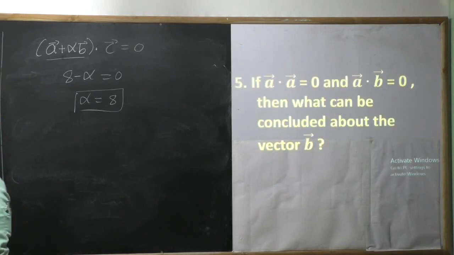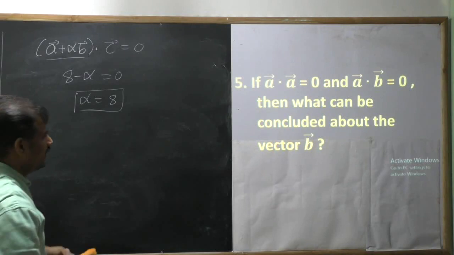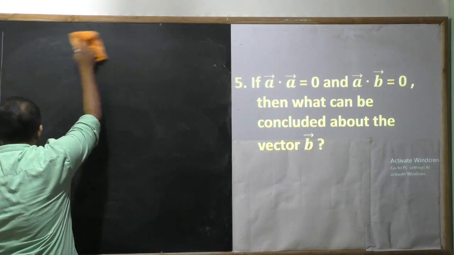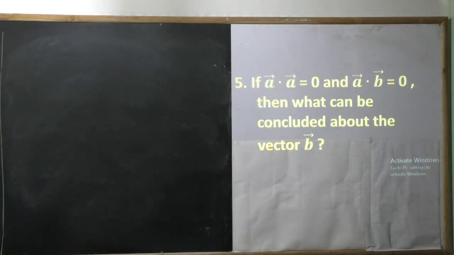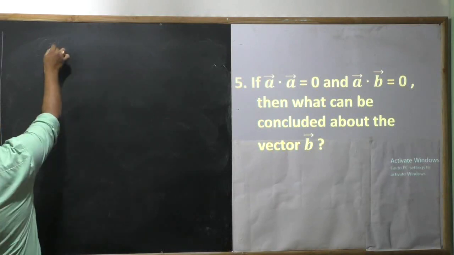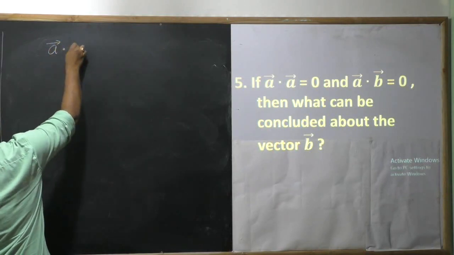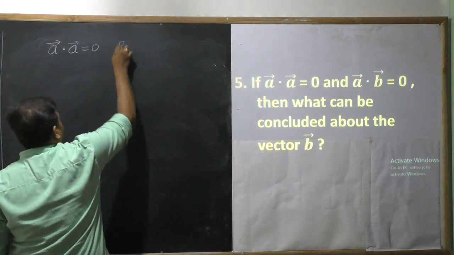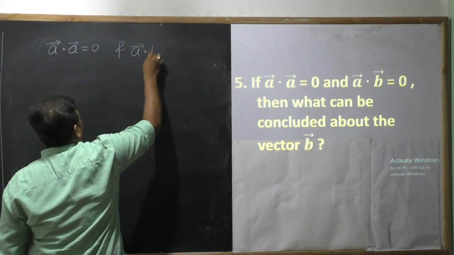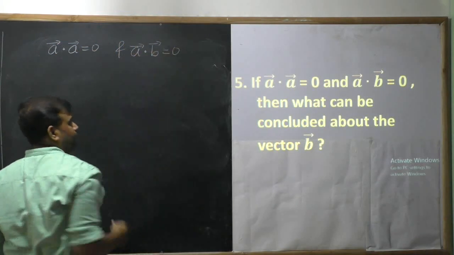Next, if a dot a is equal to 0 and a dot b is equal to 0, then what can be concluded about vector b? So here two conditions are given, and based on the two conditions you have to tell what is vector b. The first condition is vector a dot vector a is equal to 0, and the second condition is vector a dot vector b is equal to 0.